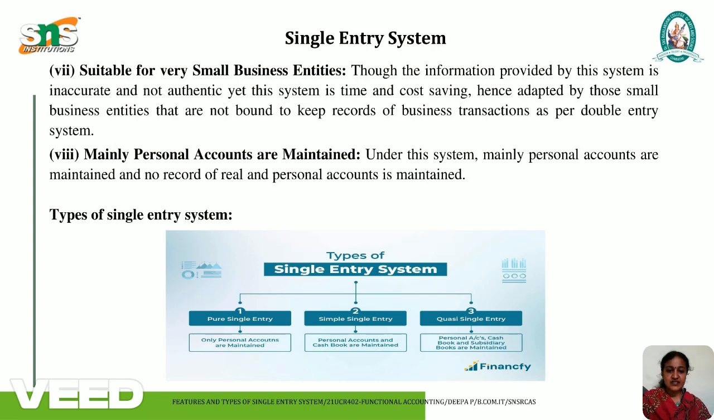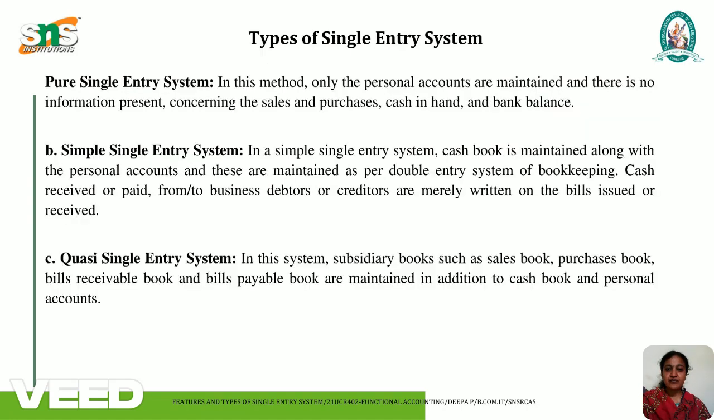Types of single entry system. First one is pure single entry. Second one is simple single entry. Third one is quasi single entry. Pure single entry system. In this method, only the personal accounts are maintained and there is no information present regarding the sales and purchases made by the particular concern and their cash balances and bank balances.